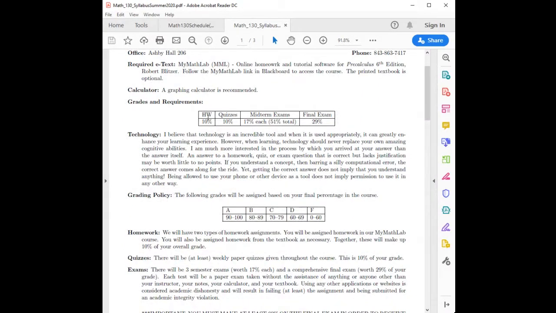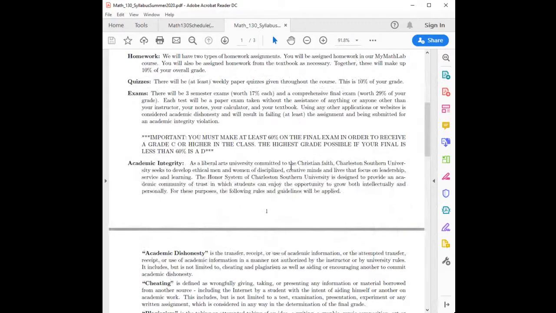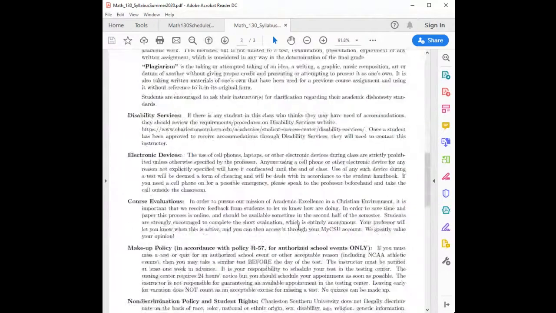Yeah, and again, the only real difference is that we are going to do homework. So it is included in your grade, and that's going to come from MyMathLab. Everything else is pretty straightforward. You're going to have quizzes at least weekly, maybe sometimes more than that. That'll be 10% of your grade, and I'll talk through that when we get to Blackboard. Semester exams are 17% each.